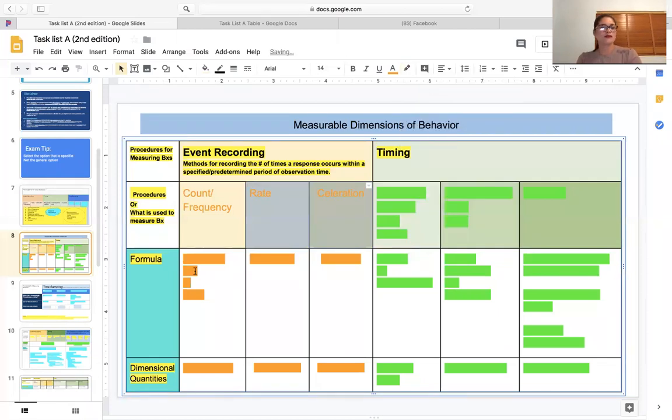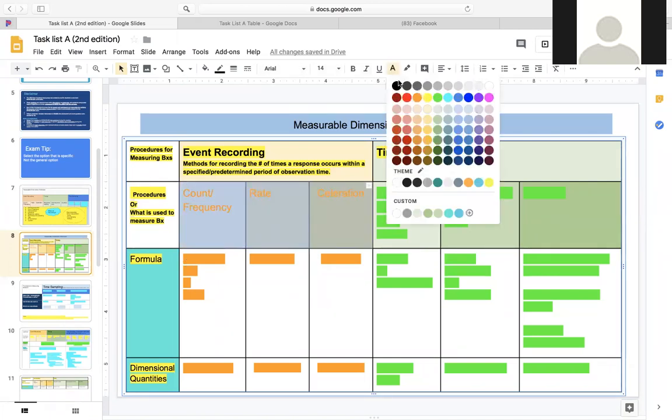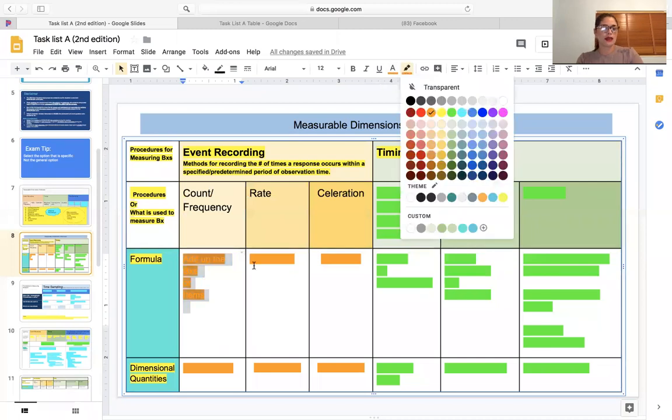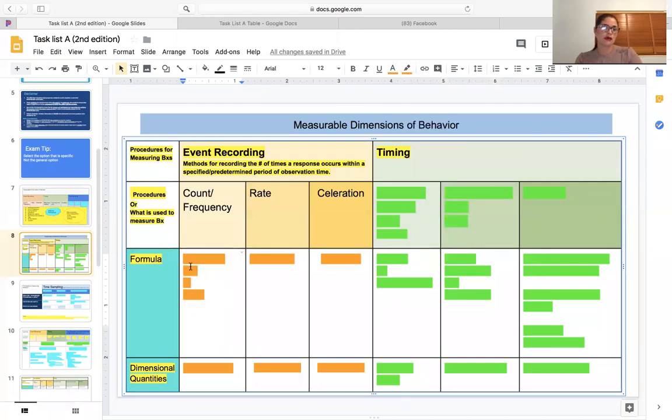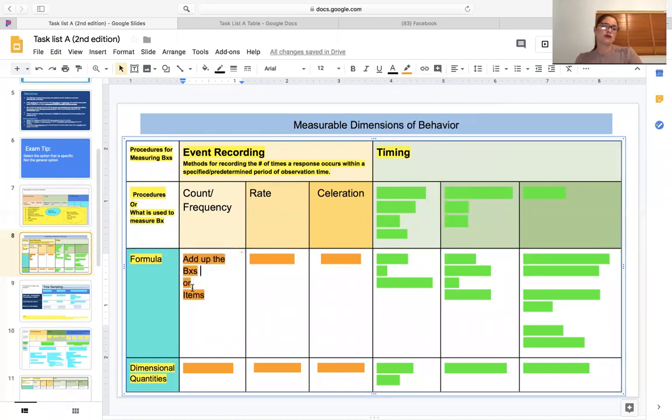There you go. Okay, so what's the formula for count or frequency? Number of occurrences. You add up the behaviors or the items, right? I tried a new system today. So it's basically what you said, I just wrote it in more of a formula. If you see it, what do you need to do? You need to add them up.